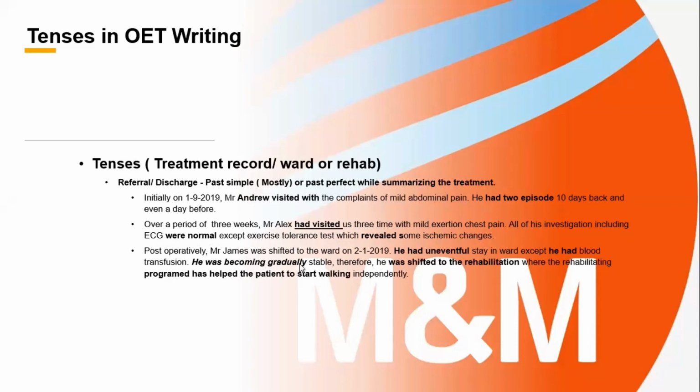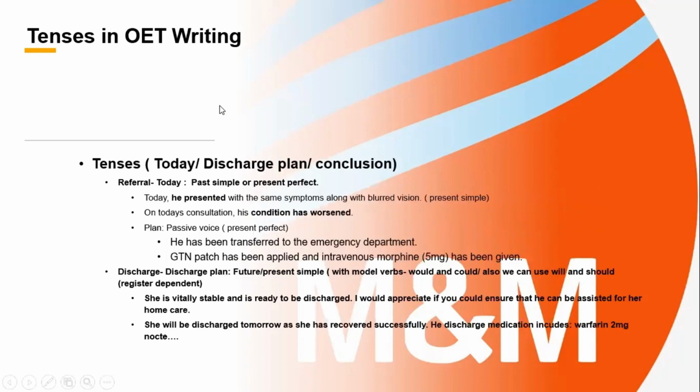And he was becoming gradually independent, stable. In more recent history, therefore, he was shifted to rehabilitation. It shows the transition in time where the rehabilitation program has helped. Now, I have written in the present perfect tense, in the same paragraph. Remember that. Now, you can see the transition in the tenses. Past perfect, past continuous, and past simple can be used at the same time, and then present perfect. So it will differentiate the first ward stay and then the rehabilitation, right? Anyhow, this is followed by today's visit or the discharge plan, and the conclusion.